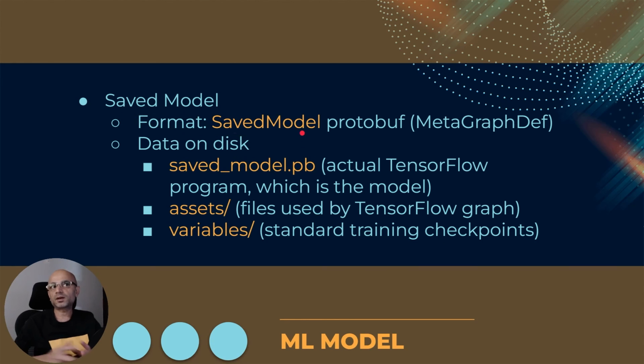We have a format called saved model, and in our demo also, we have used a saved model as the protobuf, which contains information in the form of metagraph def. In our demo case, the model is represented as a saved model. This is the format that holds the protobuf structural information, with the file name .pb. pb is used for binary protocol buffer files. So this is the model, which is actually the TensorFlow program.